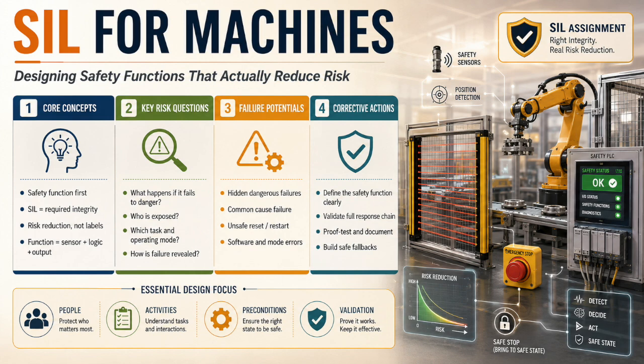SIL assignment is not about worst-case imagination alone. Yes, severity matters. Yes, fatality matters. Yes, permanent disability matters. But severity alone is not risk. Risk is severity combined with frequency, exposure, probability of hazardous event, probability of avoidance, failure behavior, and effectiveness of other safeguards. If every hazard is automatically treated as fatal, your risk assessment becomes blunt. If severe outcomes are ignored because they seem unlikely, your risk assessment becomes dangerous.